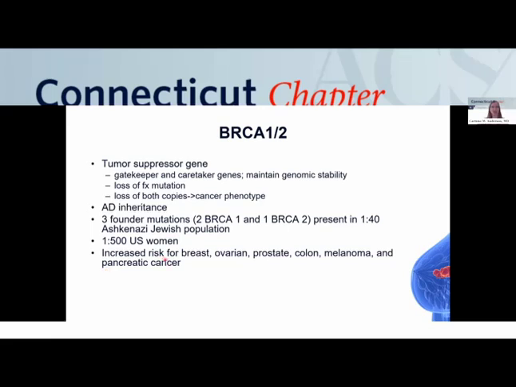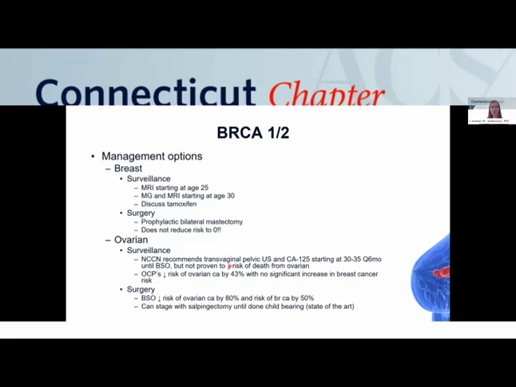With the BRCA1 and 2 gene pathogenic mutation, you have an increased risk for breast, ovarian, prostate, colon, melanoma, and pancreatic cancer. When we talk about management, for the breast, we do a higher level of screening. We start MRI at age 25, and at age 30, we add in a mammogram. We also discuss tamoxifen for risk reduction. In terms of the greatest risk reduction, that would be with a prophylactic bilateral mastectomy. That surgery does not reduce risk to zero because there's no mastectomy that removes 100% of breast tissue.